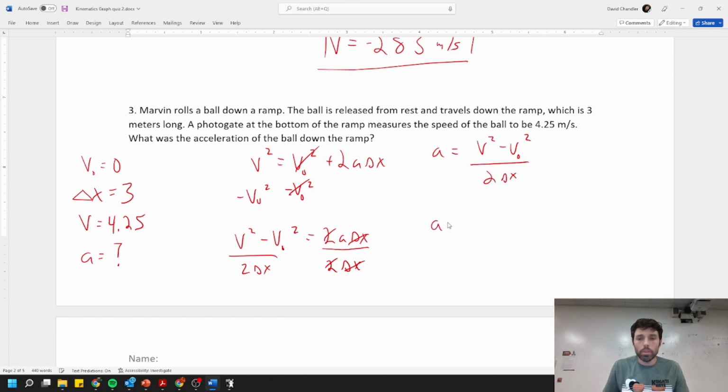Now I can plug in my numbers. Let's see, v squared, the final velocity is 4.25 squared, minus 0 squared, which is 0, divided by 2 times 3. And I'm going to get my answer to be 4.25 squared divided by 6, about 3. About 3 meters per second squared. All right.